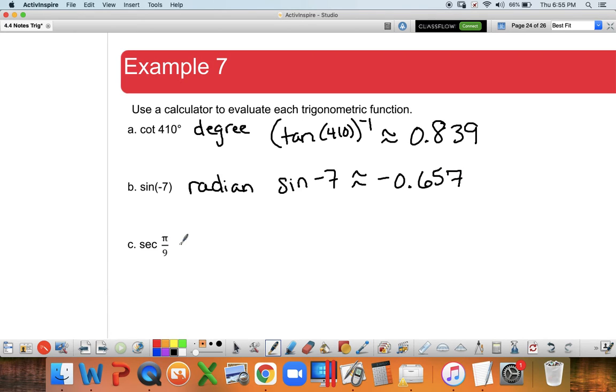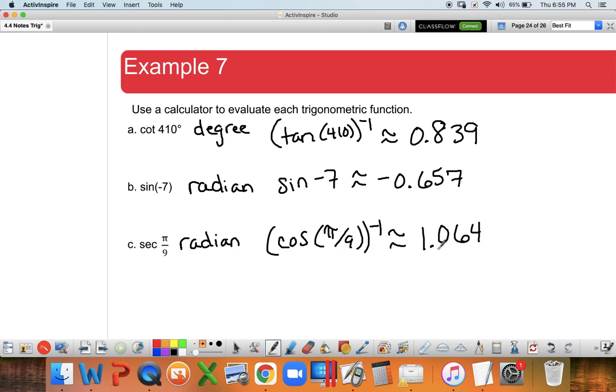Secant, I see a pi there. I also don't see any degrees there. So we're in radian mode. So I want to find the inverse. So I have to type in cosine. Make sure you use the pi button on your calculator and then the reciprocal button. Sorry, I should be calling it the reciprocal button, not the inverse button. I get 1.064. So I think these are just having us wrap up and remember all of these different things that we need to be able to also use the calculator to do, especially in different application problems.